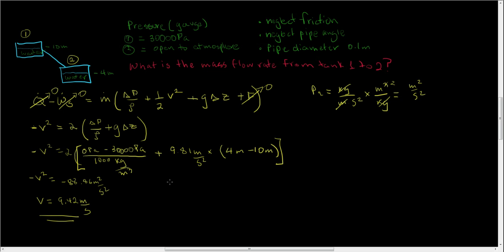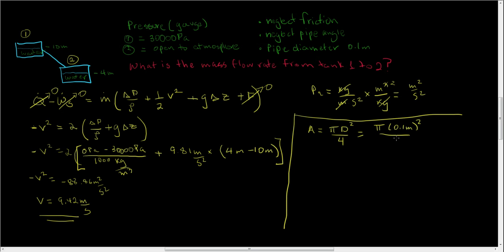Now let's do the second part of our problem, which is very simple. We're given the pipe diameter. In order to find the mass flow rate, we need to find the cross-sectional area of the pipe. We know that area is equal to pi times diameter squared over 4, which is pi times 0.1 meters squared over 4. This will give us a very tiny number, which is 0.00785 meters squared.